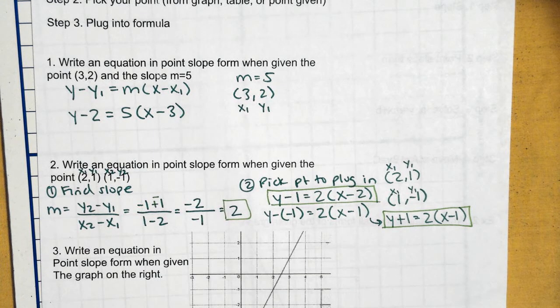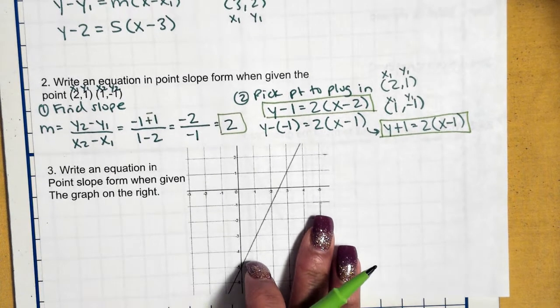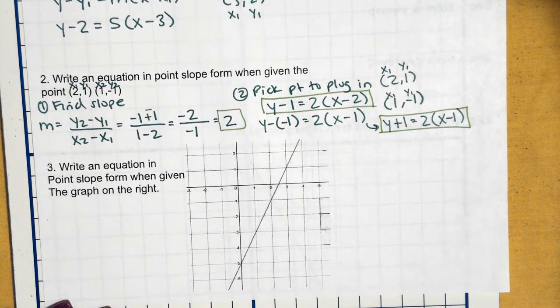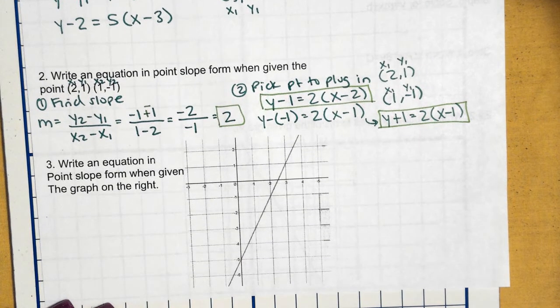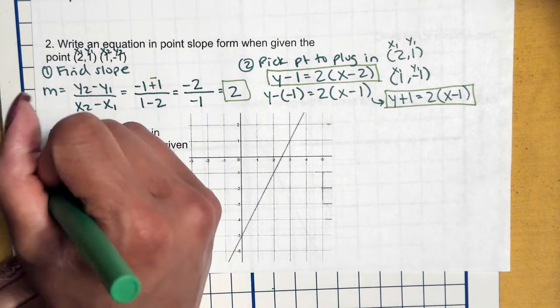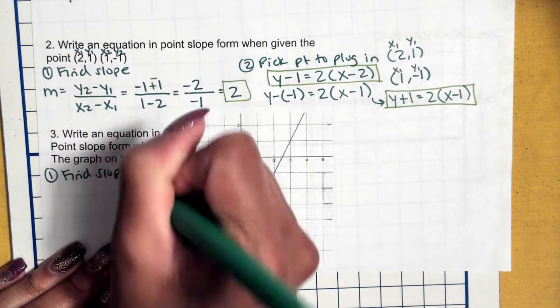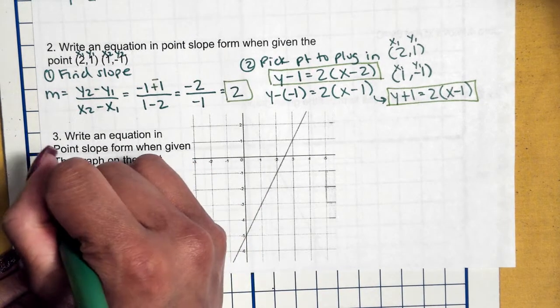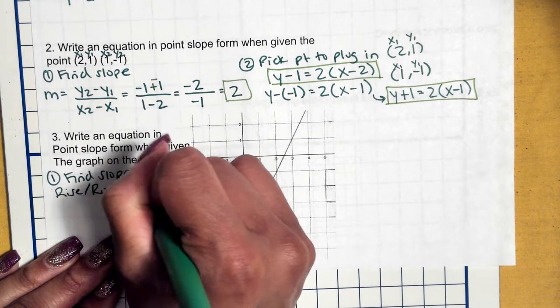Now our third one is to write it when we have a graph. So write an equation in point-slope form when given the graph on the right. So this is where we can pick 2 points, or we can use rise over run, because regardless, we will still need to find the slope. So step 1 is still find slope. And you can do this by using rise over run or slope formula.